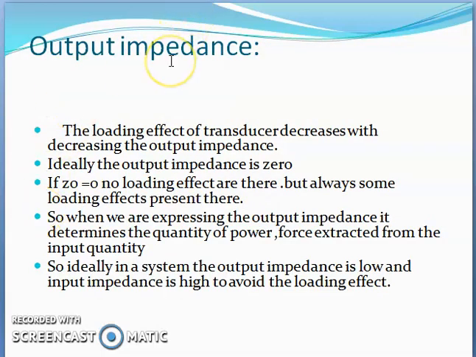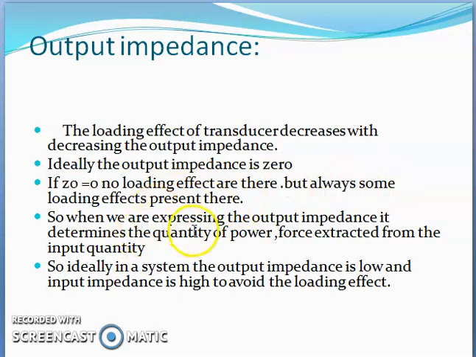Now the second one is output impedance. The Z0 determines the extent to which the subsequent stages of instrumentation are loaded. Output impedance is important when we are considering the loading effect. In loading effect, we also studied that the output impedance of the transducer should be very low. And if Z0 is equal to 0, no loading effects are there. But always some loading effects are present.